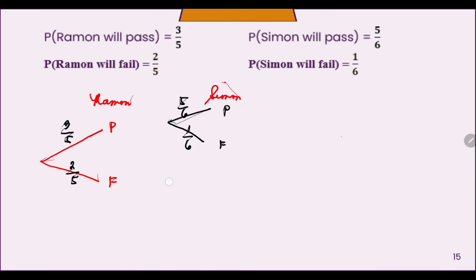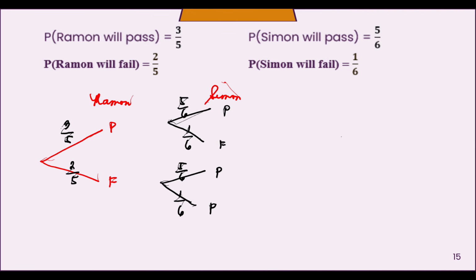But, okay, we also write here that when Ramon will fail, it could still be that Simon will pass or will fail. So, still the same probabilities. Probabilities are not changed in this case because these are two independent events. So what would the outcome be?